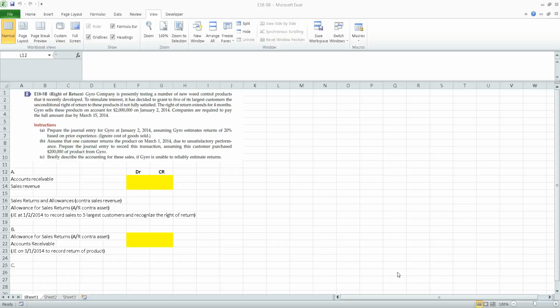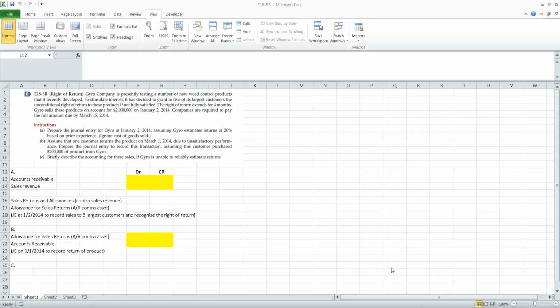Okay, so here we are in exercise 18-5B. This is a sale with a right of return. So we've got a company here who's sold a product to its 5 largest customers, and the customers have the unconditional right to return these products if not fully satisfied. The return period extends for 4 months. The sale takes place on January 2nd, 2014, and the amount of the sale is $2 million.